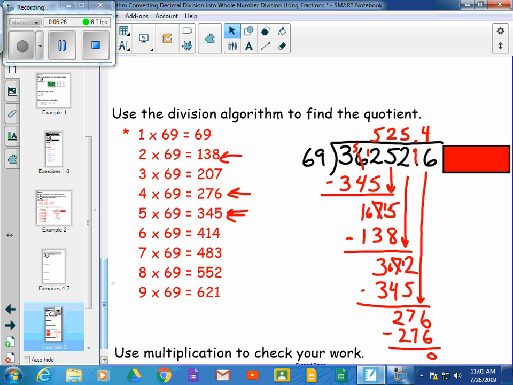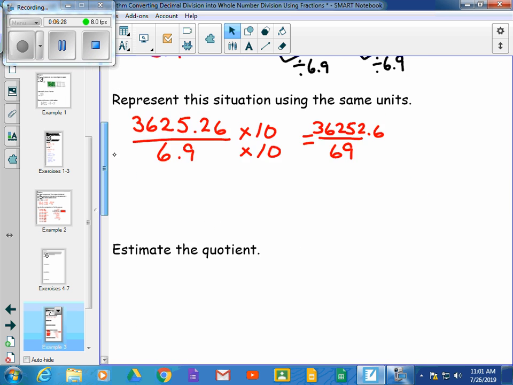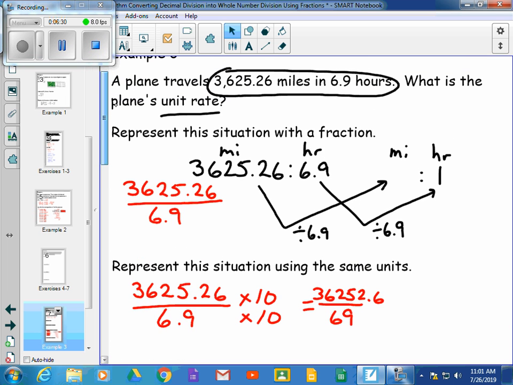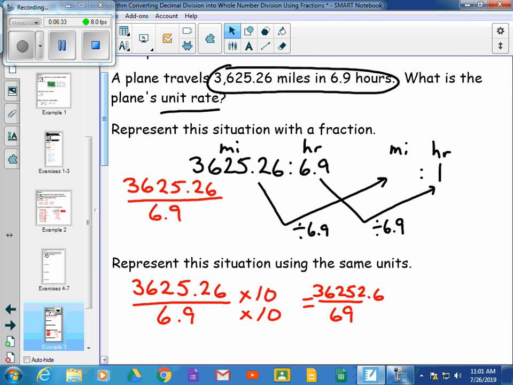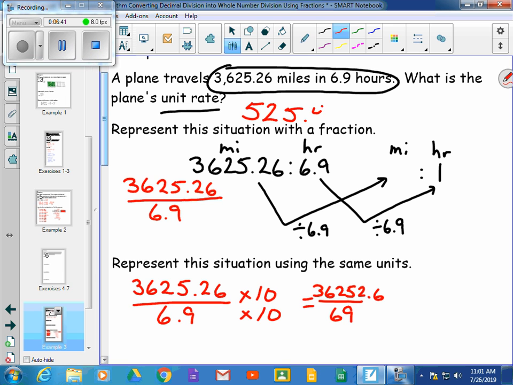What that tells us, if we go back to the original problem, it asks what's its unit rate. What is the plane's unit rate? That tells us it's traveling 525.4 miles per hour. We're looking for a unit rate, so I need to express that in a rate unit.